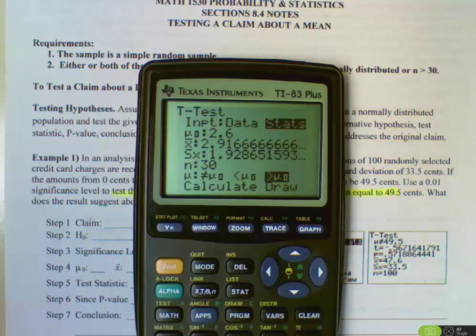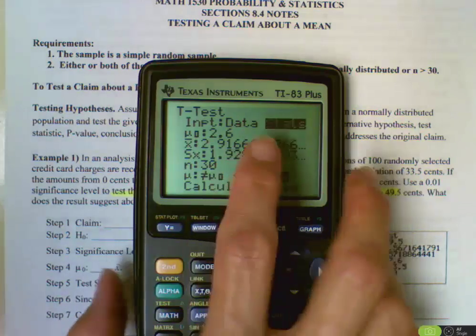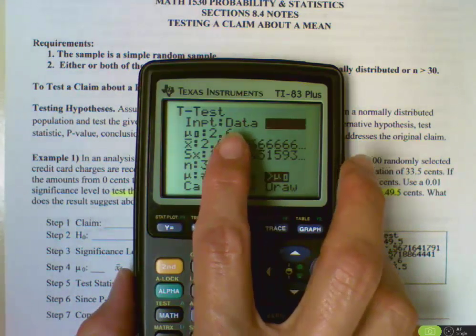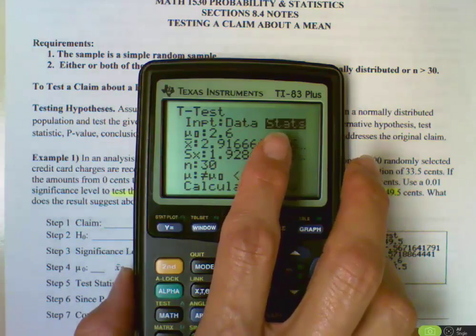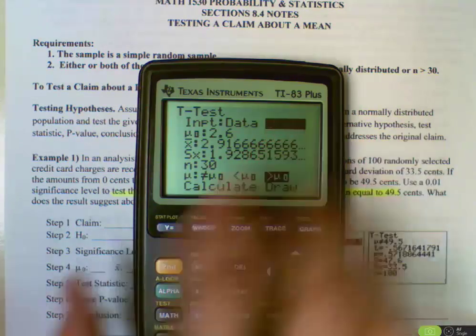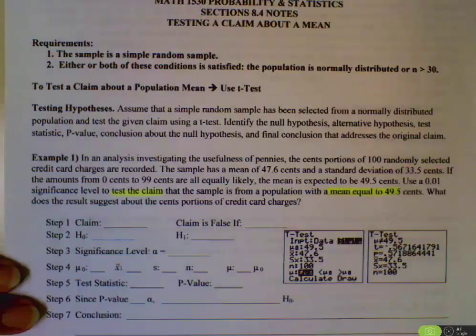And like was the case for confidence intervals, if I have raw data, I'm going to highlight Data, but if I have statistics about the data, then I'm going to highlight Stats. We'll have to decide that on each example.